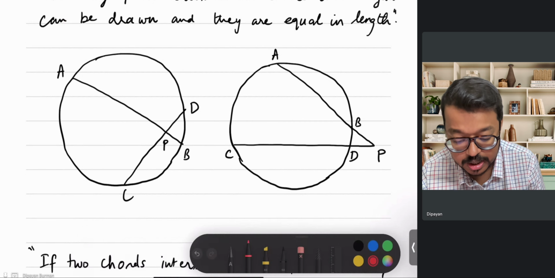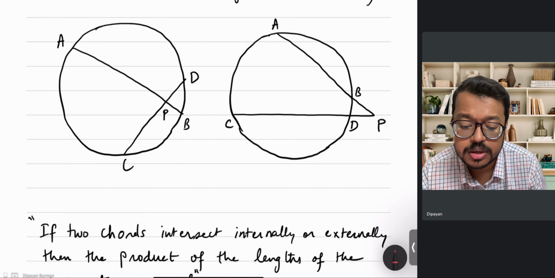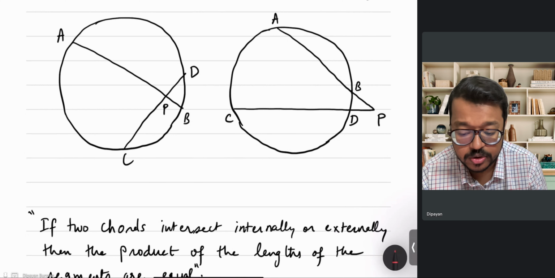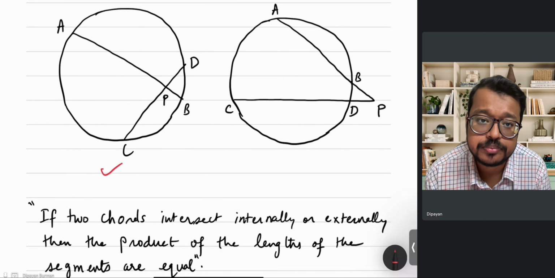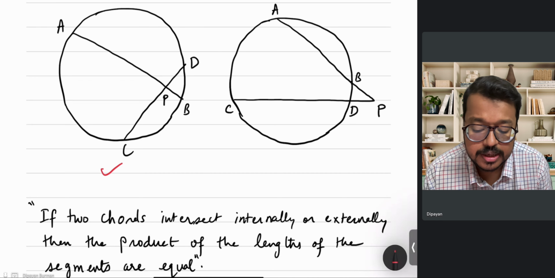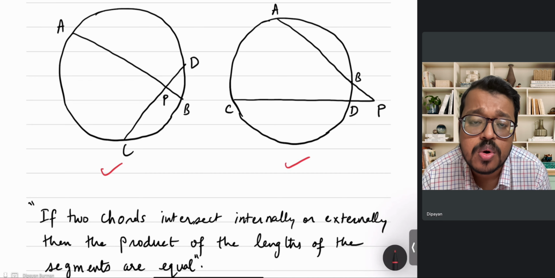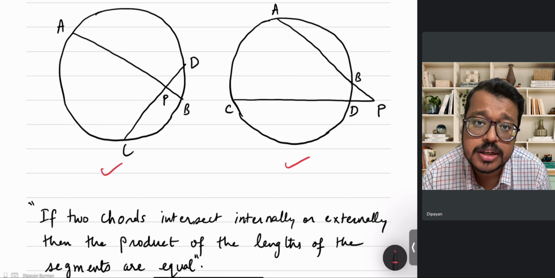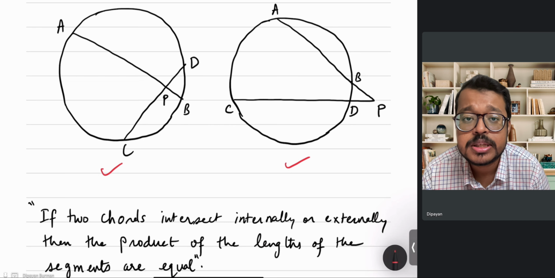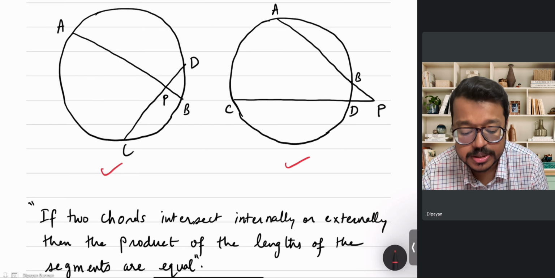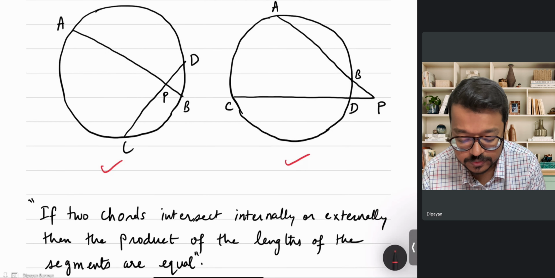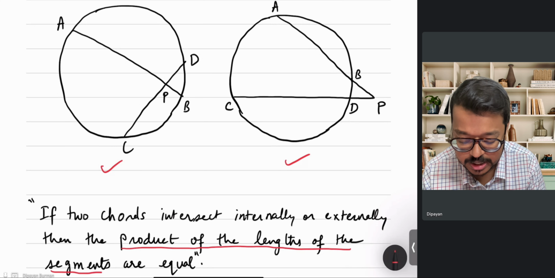Moving ahead, there are some more theorems based on chords. So for example, in this theorem, we are looking at intersecting chords. The first figure shows two chords AB and CD intersecting internally at point P, and then the second figure shows two chords intersecting each other externally. So the point of intersection is outside the circle. In both situations, whether the chords are intersecting internally or externally, the same result is true: the product of the lengths of the segments are equal.